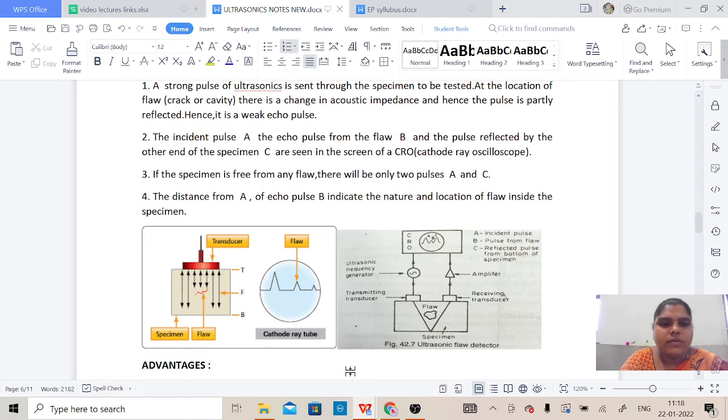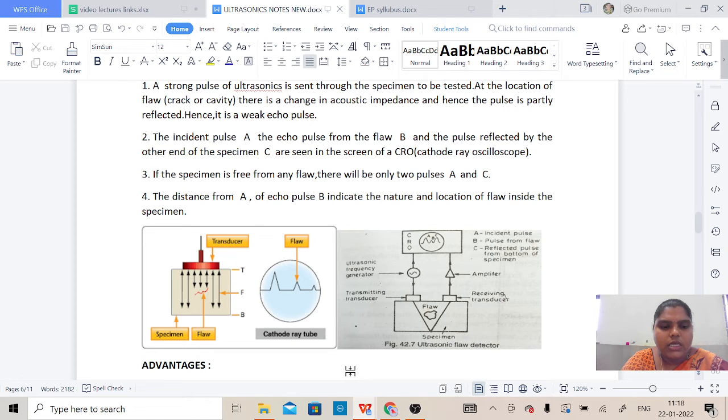So these three can be viewed by the CRO. Okay, and next, if the specimen is free from any flaw, there will be only two pulses. If there is no flaw, there are A and C only. That means the incident and the final reflected wave are the output which we get. The distance of echo pulse B from A indicates the nature and location of the flaw inside the specimen. So if there is a flaw, we will find B. If there is no flaw, we don't have B. We have only the incident and the output.